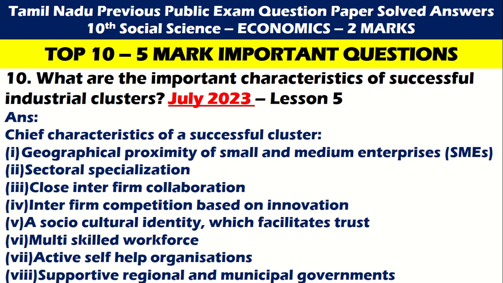The last one is, what are the important characteristics of a successful industrial cluster? Geographical proximity of small and medium enterprises, structural specialization, close inter-firm collaboration, inter-firm competition based on innovation, a socio-cultural identity which facilitates trust, multi-skilled workforce, active self-help organizations, and supportive regional and municipal governments. So these are the important characteristics of successful industrial clusters.